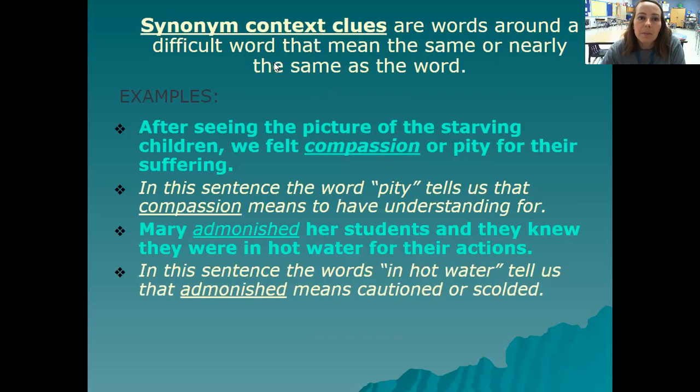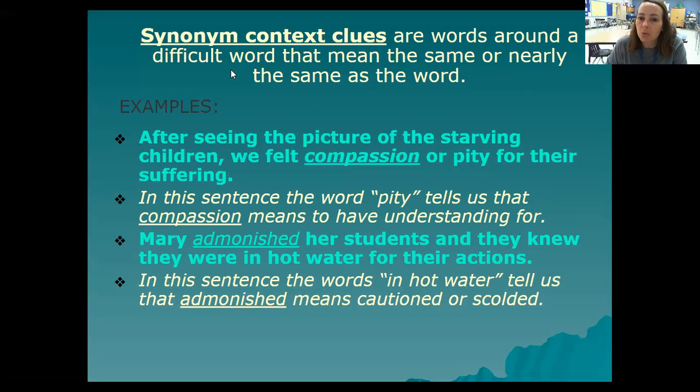Okay, the second type of context clue we're going to look at today is a synonym context clue. And these are words that mean the same or nearly the same as that difficult word. A synonym is a word that means the same. So an example would be angry and mad. Those words mean about the same thing, right?